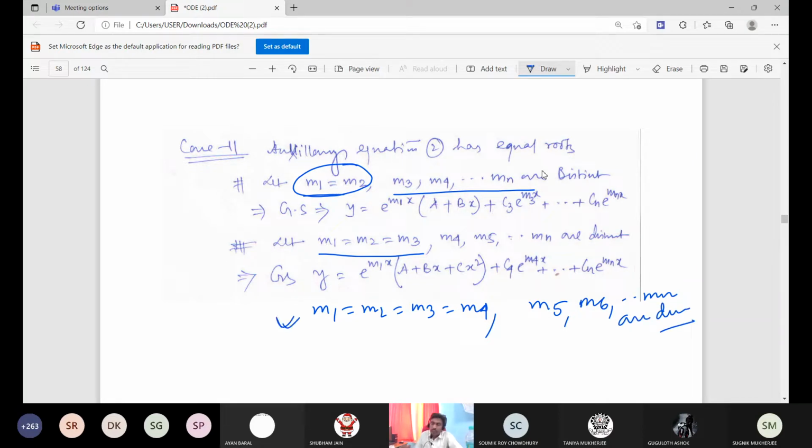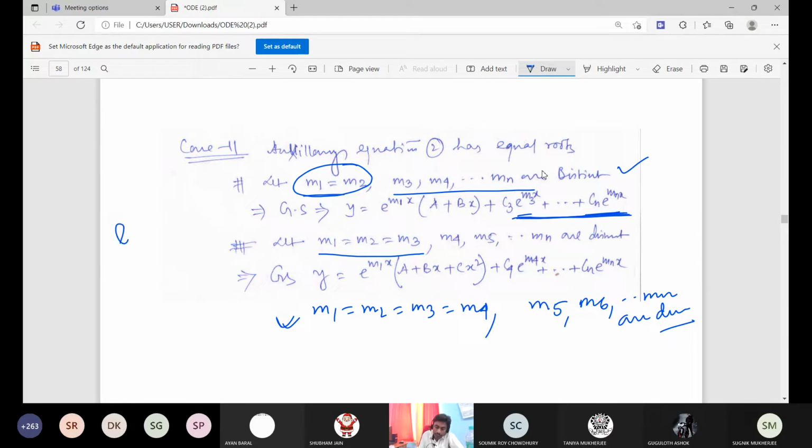So if two are equal, then let us think about the first distinct situation. That is, e to the power m3 will be a solution, e to the power m4 will be a solution, and e to the power mn will be a solution. So a linear combination of all of them will be a solution. Now, what about the equality?